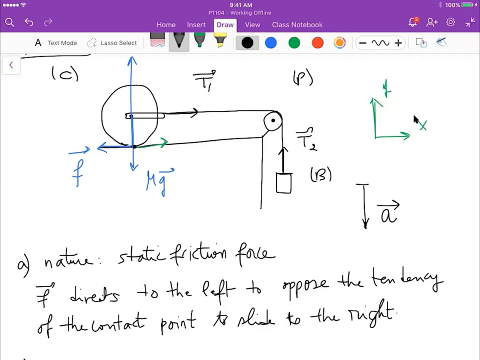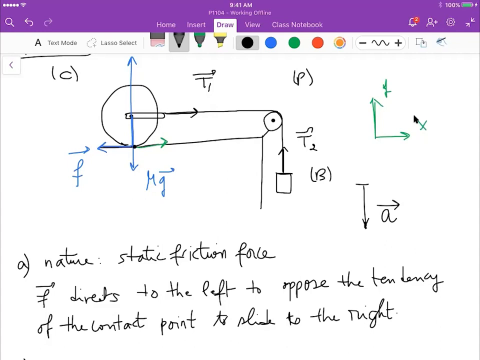So the acceleration of the cylinder is equal to the acceleration of the block is equal to A. In order to find A, as we know, we have to apply Newton's second law. The only thing is that here we have three objects to deal with. We have the block that is moving downward. We have the cylinder, which, since it is tied to the block through the cord, is also moving to the right.